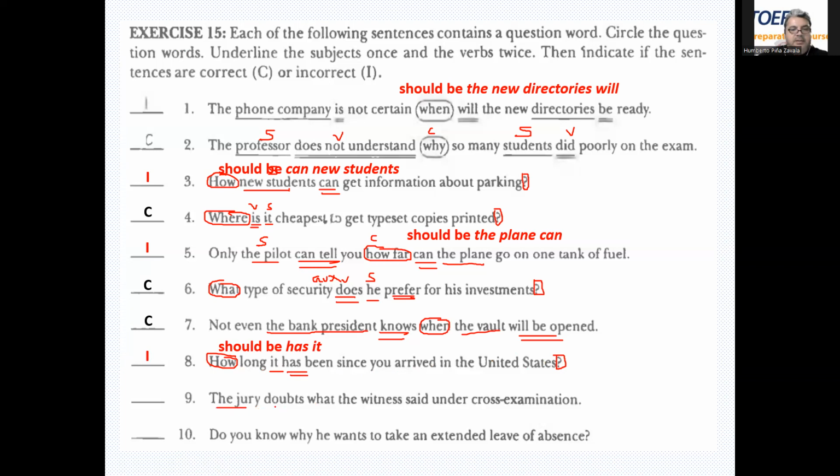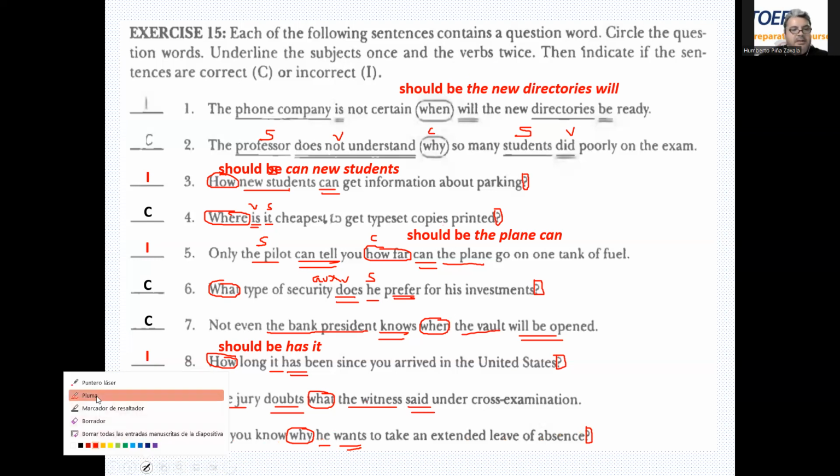The jury doubts what the witness said on the cross-examination. This is fine, no problem. Do you know why he wants to take an extended leave of absence? This is also a question. Why? All right, I hope this has helped you understand the inversion of the subject and the verb when we're using question words.